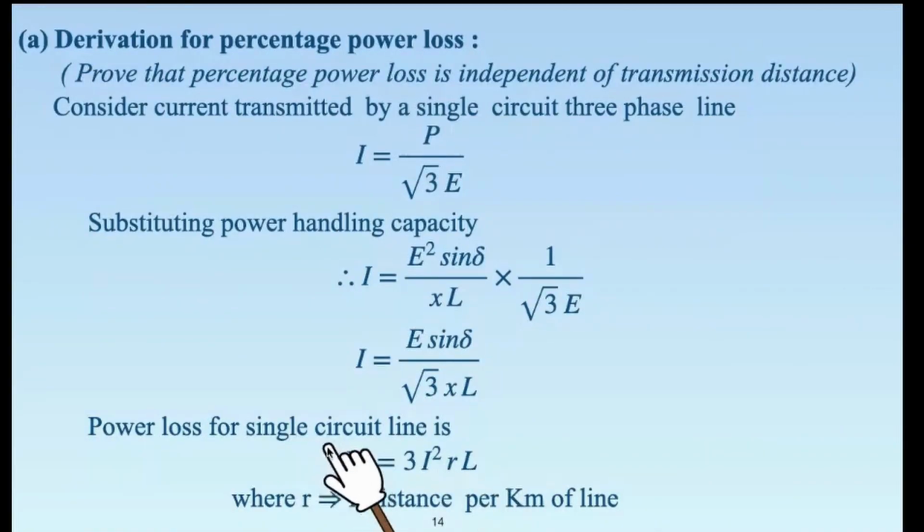And then for a single three-phase line, there will be three such lines. So 3 times I square RL. This is a simple derivation for the percentage power loss. So first of all, we are calculating power loss. Then we'll move towards the percentage part. Let us switch over to the next slide, and do remember what we are carrying forward. PL is equal to 3 times I square RL. We move to the next slide.